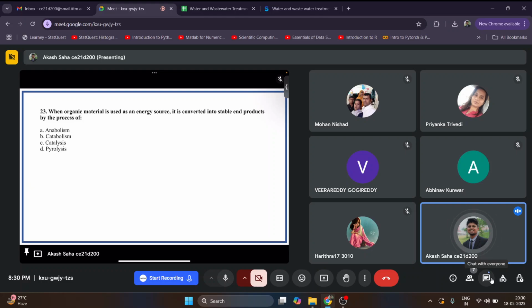When organic matter is used as an energy source, it is converted into stable end products by the process of: anabolism, catabolism, catalysis, pyrolysis. Which of them is the correct answer? Is it catalysis? Just think again once more.